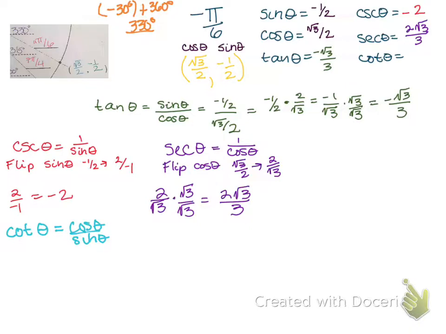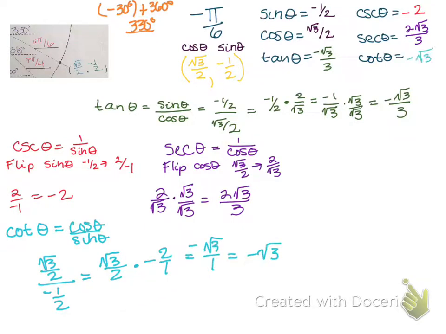Cotangent is cosine divided by sine. So square root of 3 over 2 divided by negative 1/2. We're dividing fractions, but again, that just means change to multiplication and flip the denominator. So square root of 3 over 2 times negative 2 over 1. Again, my 2's are going to reduce out, so I'm left with negative square root of 3 over 1, which is just negative square root of 3.